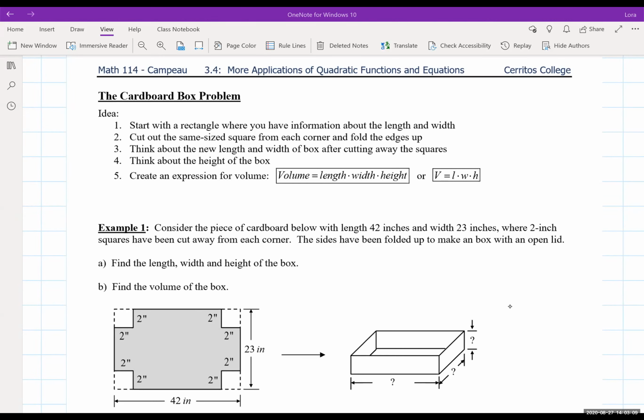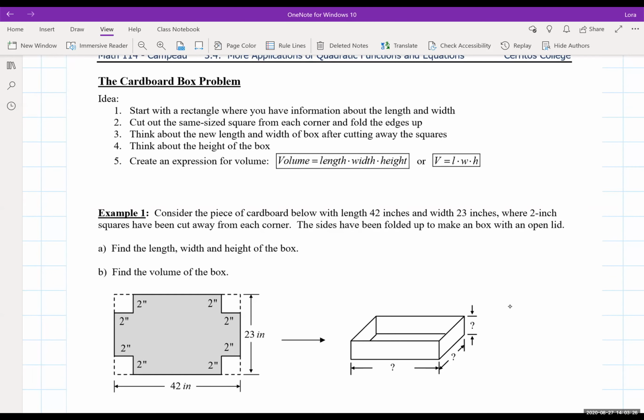We have now reached one of the most popular problems in algebra, the cardboard box problems. We're looking a little bit more at optimization and really just interpreting what can happen when we go through this. So the idea behind the cardboard box problem is super important. Make sure you play with it now. It's going to show up again in the next sections, so it's nice to understand the idea.